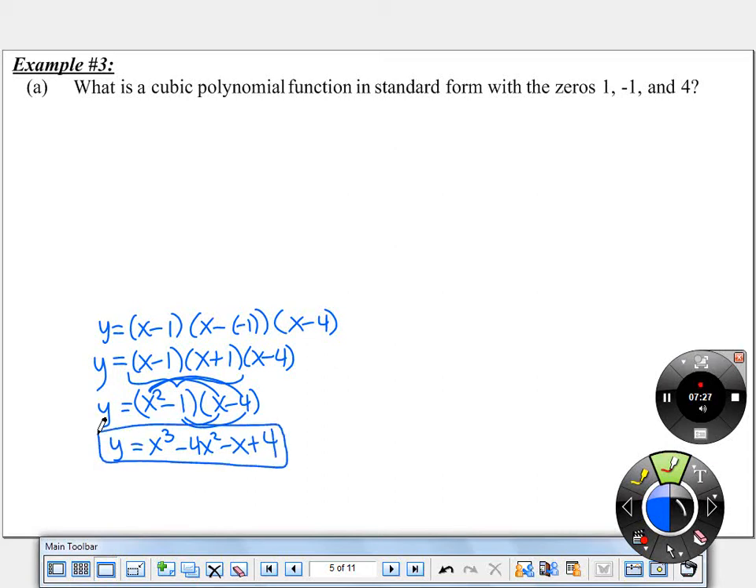On a note, if I wanted to check my work, if I thought I messed up my multiplication, look back at what you have in the problem. These are zeros, meaning if I plug 1 into this function, I should get 0. If I plug negative 1 into this function, I should get 0. If I plug 4 into this function, I should get 0. So we could easily go back and check the zeros of our functions that way.